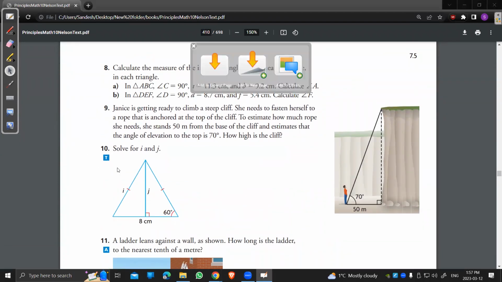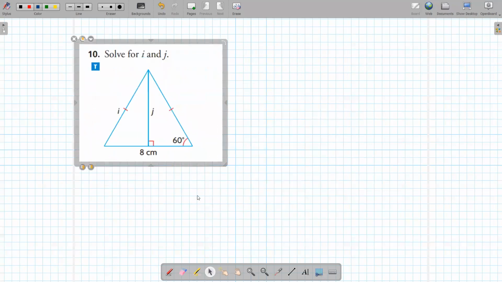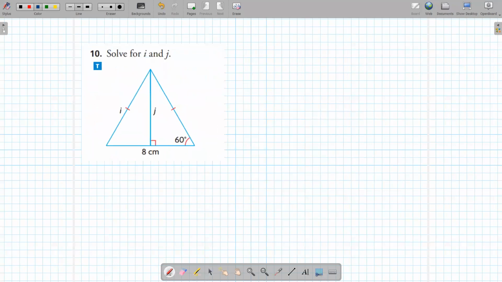What does T stand for? It's thermometer, okay? No, it's not. T is for thinking. Solve for I and J. This question is a little bit complicated. For sure, probably going to be the last question for the day.